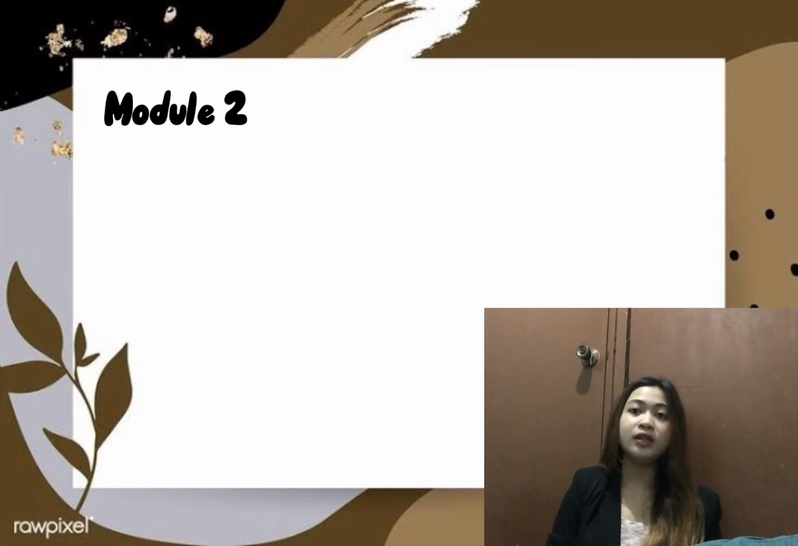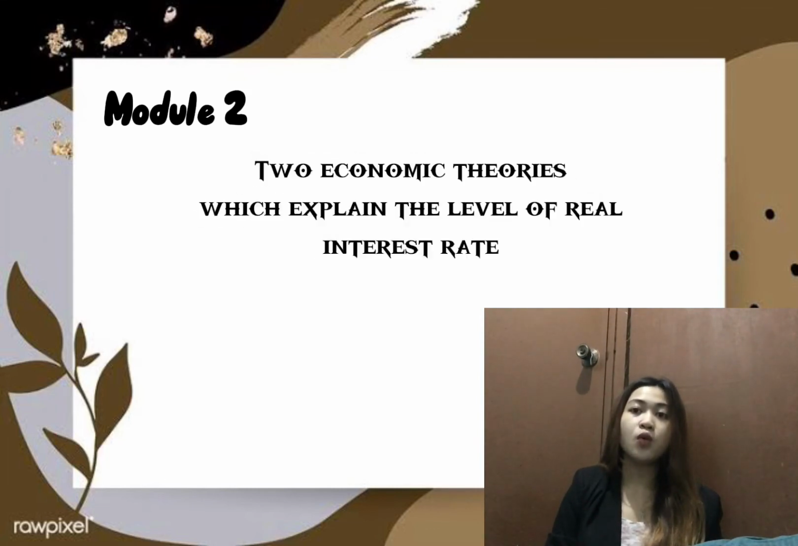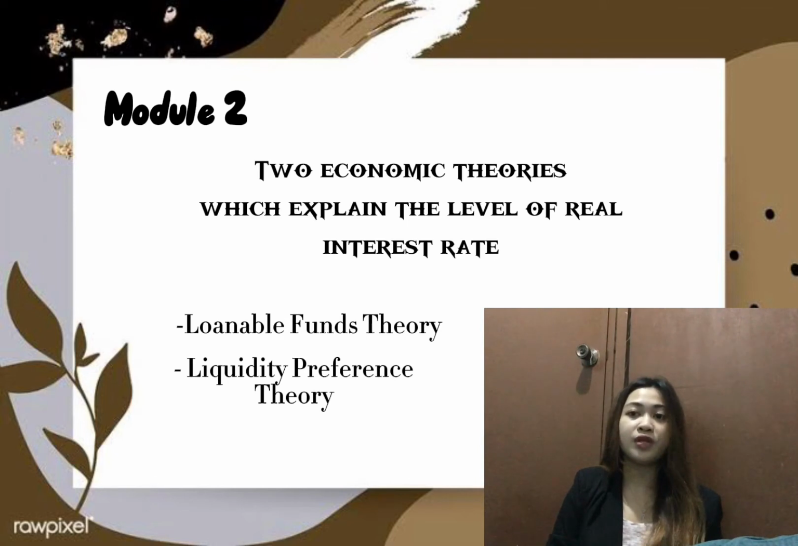Then I learned the two economic theories which explain the level of real interest rate, including the loanable funds theory, which explains the sums of money offered for lending and demanded by consumers and investors during a given period, and the liquidity preference theory, which explains how interest rates are determined based on the preferences of households to hold money balances rather than investing funds.